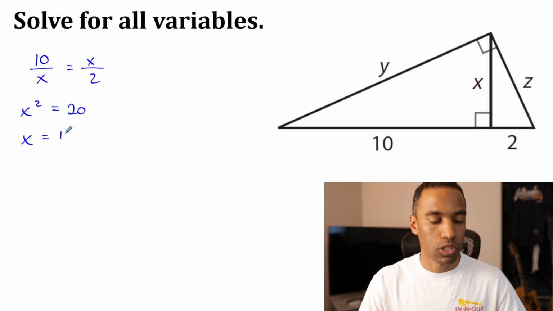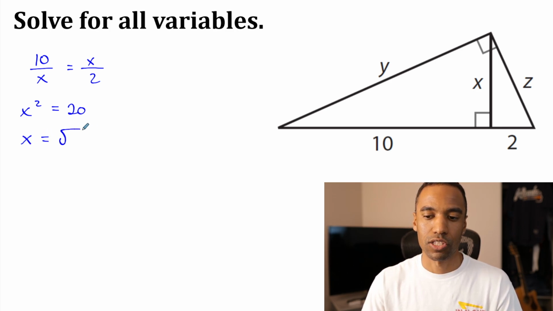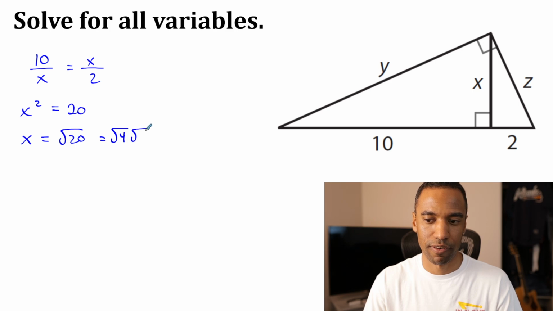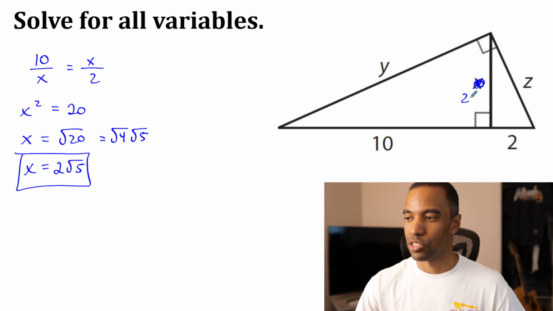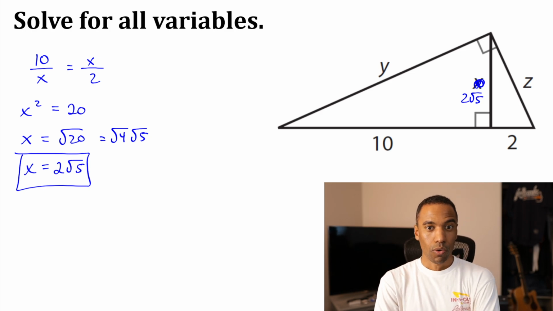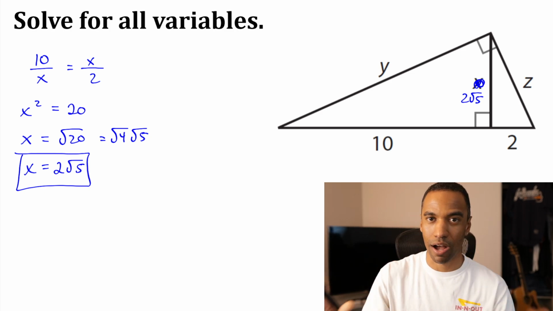Take the square root of both sides. X equals, so this time it's not plus or minus, right? Because this is length. So it's the square root of 20, which is root 4 times root 5, which means that is 2 root 5. So x equals 2 root 5 right there. We got 2 root 5. Okay. So cool.